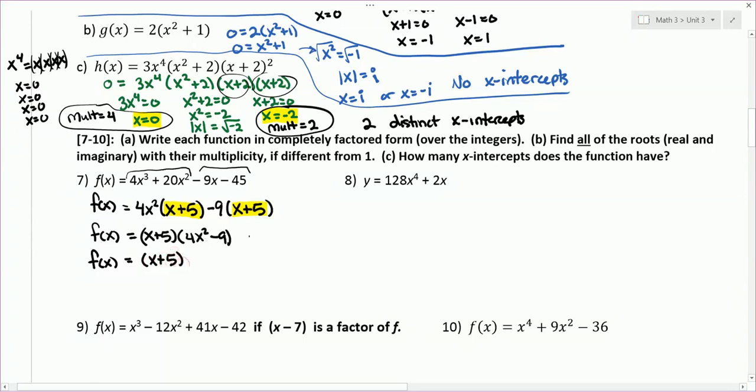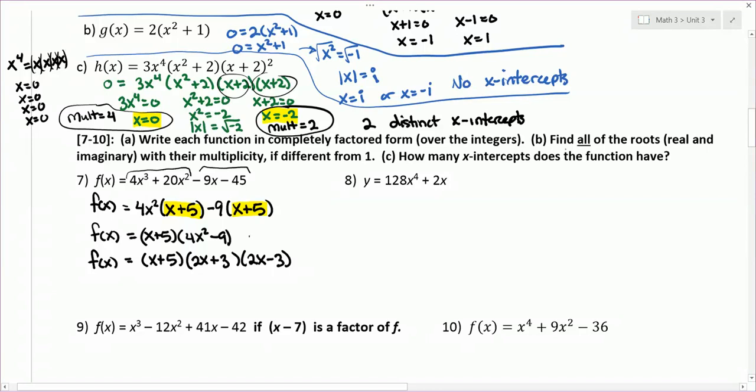The 4x squared minus 9 is a difference of 2 perfect squares. 2x times 2x gives us 4x squared, and 3 times -3 gives us a -9. It's a shortcut that we can take only when there's a minus sign between 2 perfect squares. Now we know this is completely factored because all our factors have a highest power of 1. And so we've done part A.